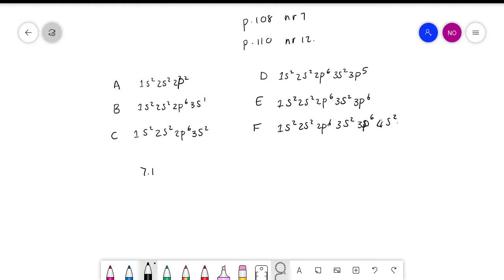Wat sê die groepnommer vir ons van die valenselektrone? The group number is equal to the number of valence electrons of that atom. So al twee daai goeders kon jy neergeskryf het. You could have said the atomic number is equal to the amount of protons, which in this case is equal to the number of electrons.